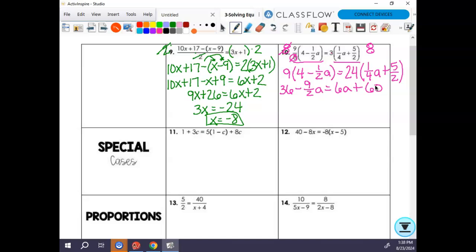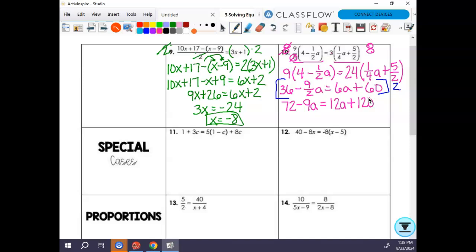Good. Now, I'd like to get rid of the 9 halves issue there. So what would I multiply both sides by? 2. And remember, it's every single term. I cannot stress that enough. Don't leave anything out. 2 times 36 is what? 72. Then that would be minus what? 9A equals what? 12A plus 120. Every single term. Everybody with me?